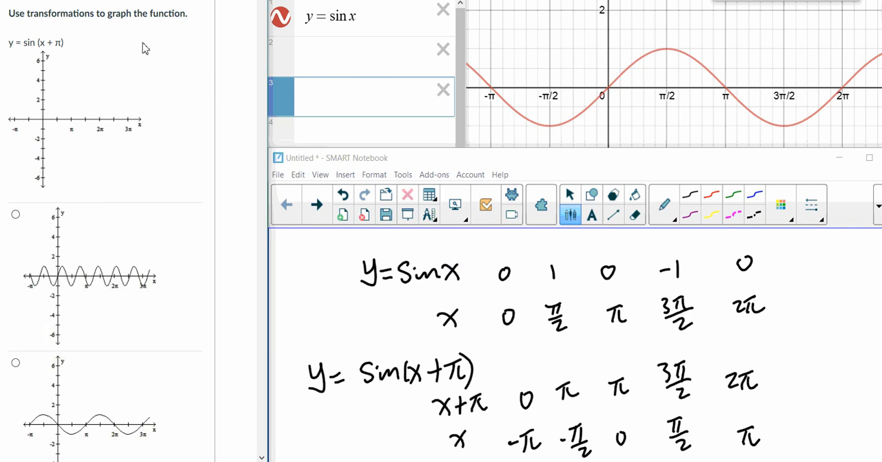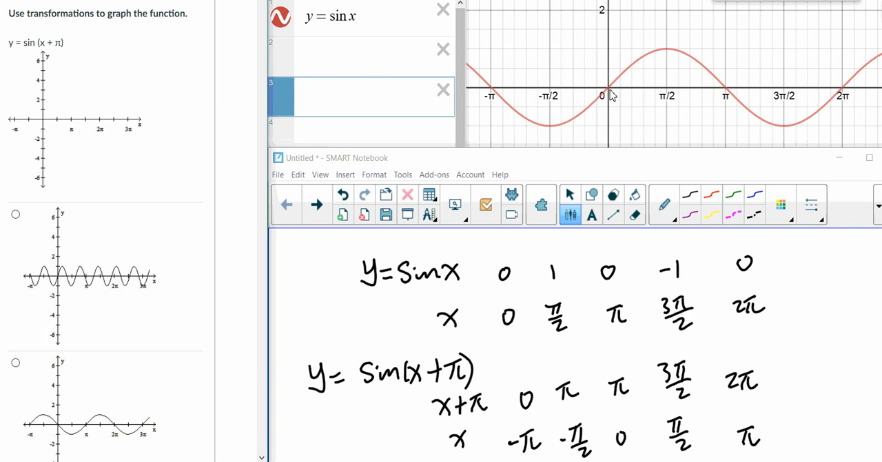Let's see how we are going to draw the graph y equals sine x plus pi. We know here in this case pi will give us the horizontal shifting. It is shifting to the left or to the right. Here, let's do that. We have y equals sine x. That's the picture. We always want to remember the basic one.